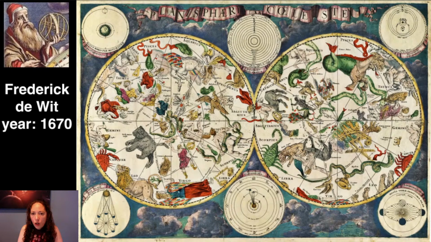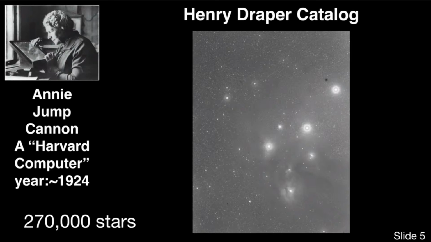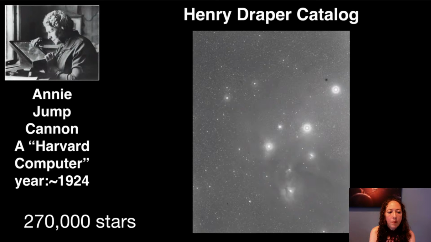Once you get the telescope involved, photographic plates, cameras, CCDs, charge-coupled devices, well, the entirety of stellar catalogs explodes, so that you can start to see the depth of the Milky Way. And here, a couple hundred years after Frederick de Wit and Johannes Bayer, you get one of my sheroes, Annie Jump Cannon. She's considered a Harvard computer. And this catalog, the Henry Draper catalog, is named after Henry Draper. Annie Jump Cannon was commissioned, brought in by Edward Pickering at Harvard with another army of very wonderful women that were used to classify stellar data as it was coming in. And as opposed to just the couple thousand stars you could get in even the best catalogs prior, we're now up to 270,000 stars by the year 1920 or so.